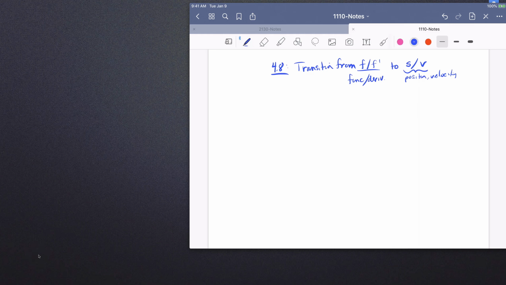Alright, so in this video we do some examples of position and velocity problems, and specifically we try to transition from what we've done in the past where we've talked about a function f and that function's derivative in terms of increasing and decreasing. For example, we know that if the derivative is equal to 0, that will tell you when you have a critical value of the function f.